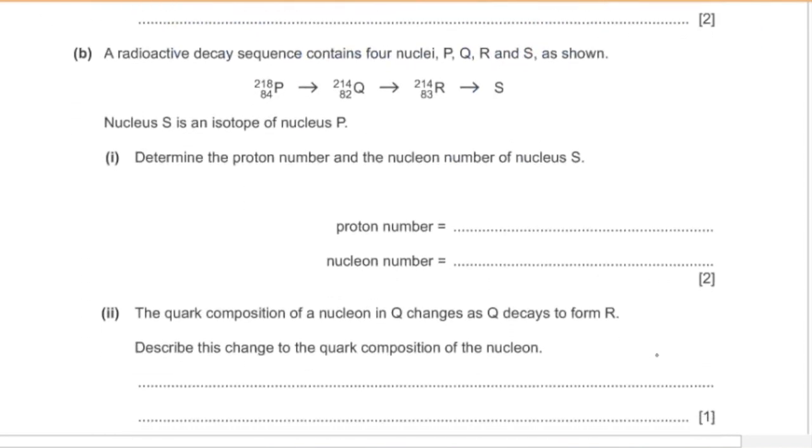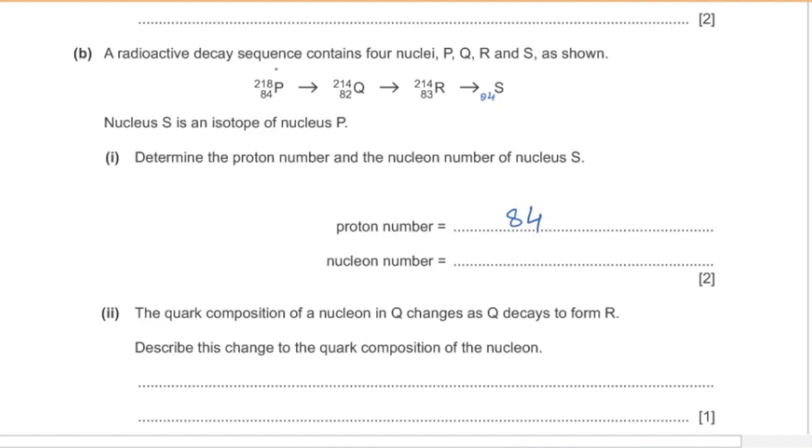Part B, a radioactive decay sequence contains 4 nuclei, P, Q, R, and S. Nucleus S is an isotope of nucleus P, meaning S is going to have the same number of protons. So S is going to have the same proton number, so it's going to be 84 here. Determine the proton number and the nucleon number of nucleus S. So the proton number is going to be 84.